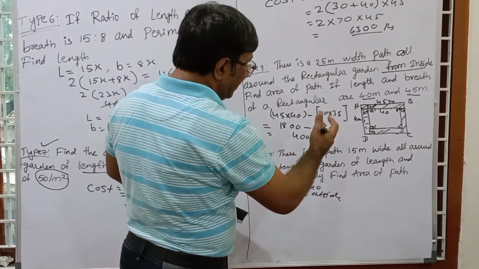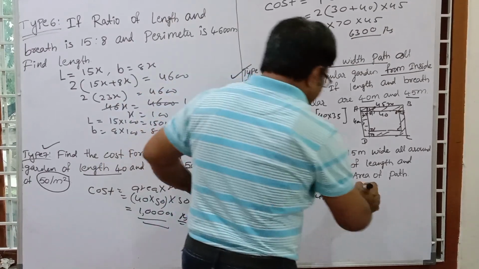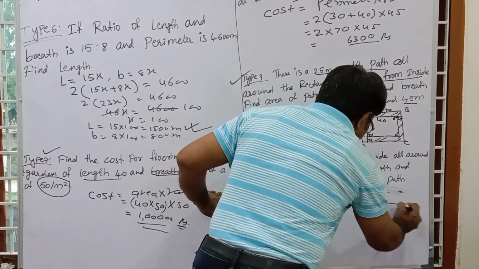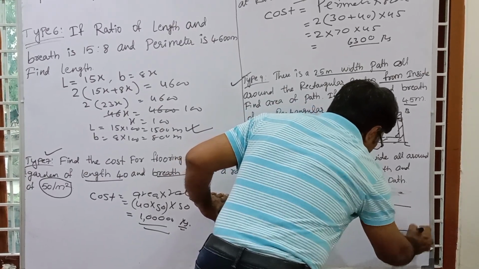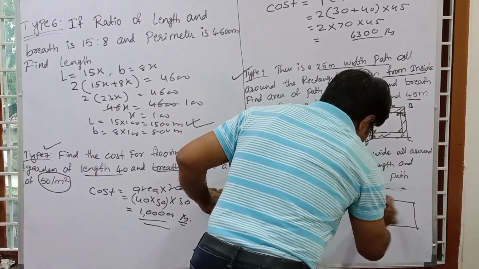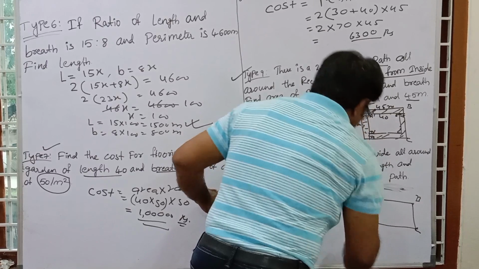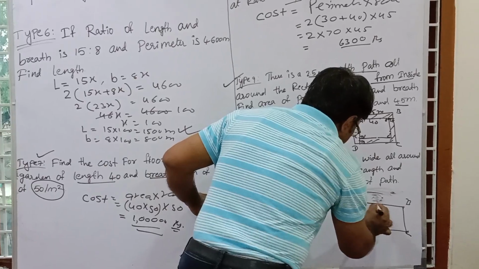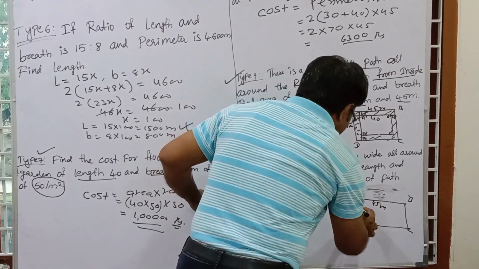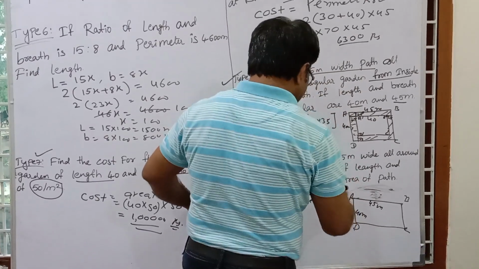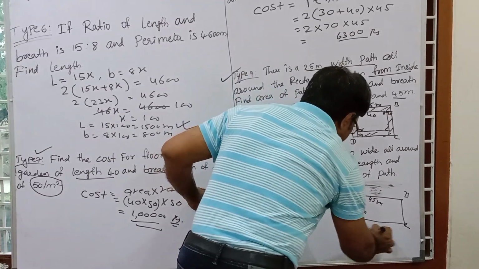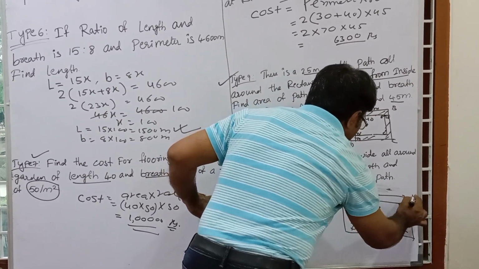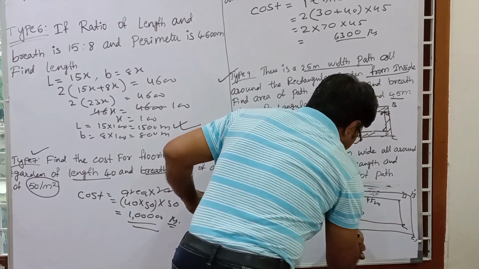If the path is outside, then again suppose this is a rectangular field. This is A, this is B, this is C, this is D. Here again it is given, this is 45 meter and this is 40 meter. Now the question says the path is from outside. So suppose this is a path. This is A dash, this is B dash, this is C dash and this is D dash.